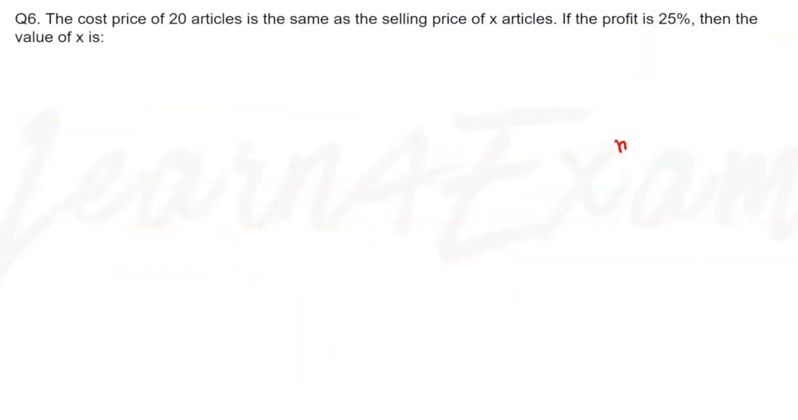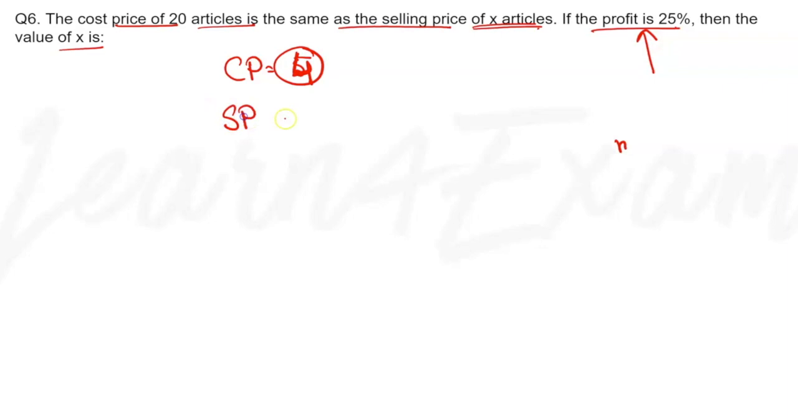Let's move into the next question. The cost price of 20 articles is the same as the selling price of X articles. If the profit is 25%, then what is the value of X? Okay. Cool. The profit is 25%. Keep that in mind. So let me take the cost price of one article to be equal to 4 rupees. Why did I take 4? Calculating 25% becomes easy.